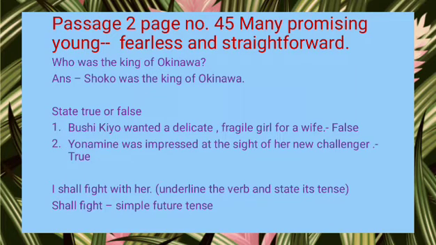Who was the king of Okinawa? Simple factual question. Shoko was the king of Okinawa. True or false? Again, simple factual question. Bushi wanted a delicate, fragile girl for a wife. False. Yomini was impressed at the sight of a new challenger. True. I shall fight with her. Underline the verb and state its kind. Shall fight, simple future tense.